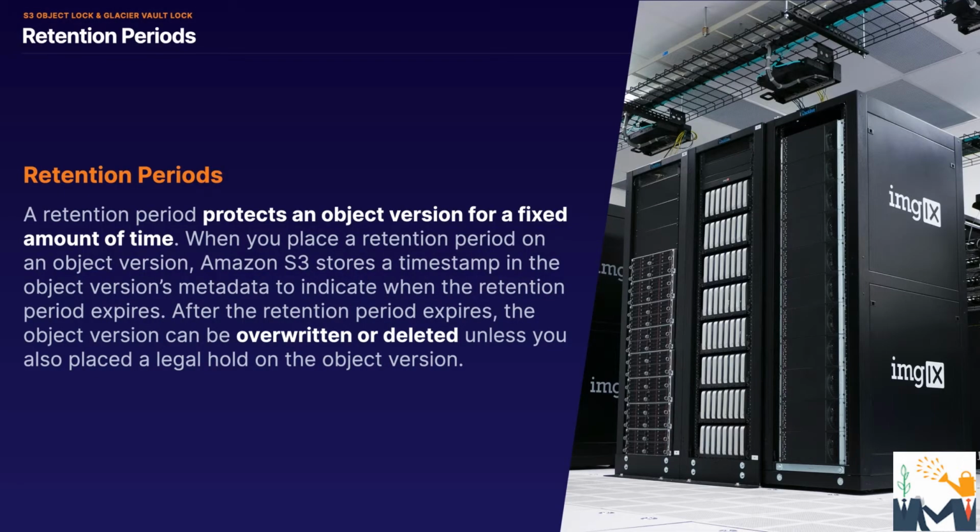And a retention period is basically a period that protects an object version for a fixed amount of time. So it might be a week, might be a month, might be a year, etc. So when you place a retention period on an object version, S3 stores a timestamp in the object's version metadata to indicate when the retention period is going to expire. And then after the retention period expires, the object version can then be overwritten or deleted by the user unless you've also placed a legal hold on the object's version.